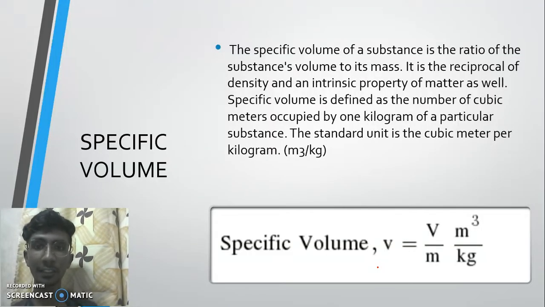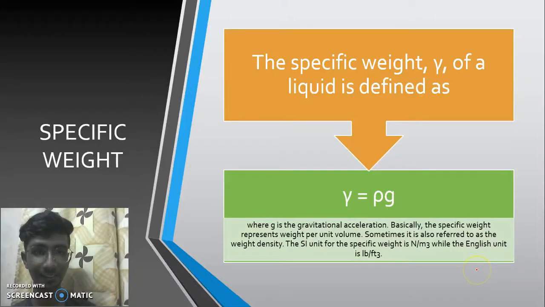Then we go for the specific volume. Specific volume of a substance is the ratio between the volume and its mass, and it's the reciprocal of the density. Specific volume is also one of the intrinsic properties of matter. So this is the specific volume formula. v, we note it as small v, equals volume over mass, and the unit will be meter cube per kg.